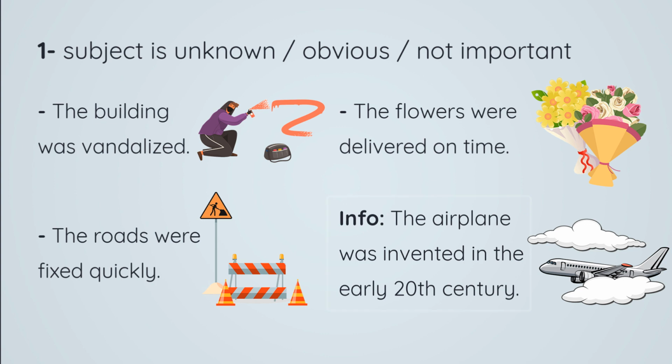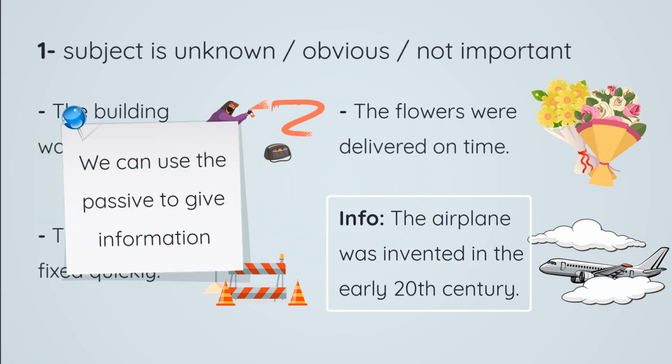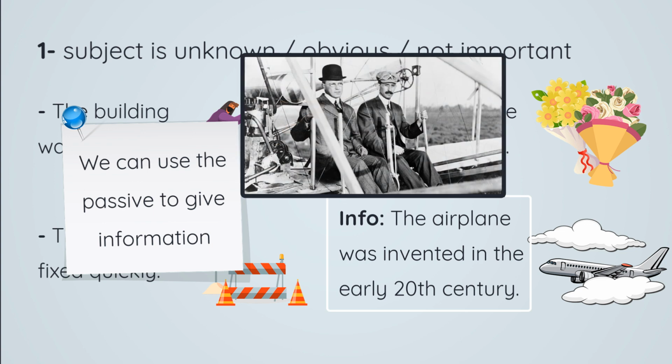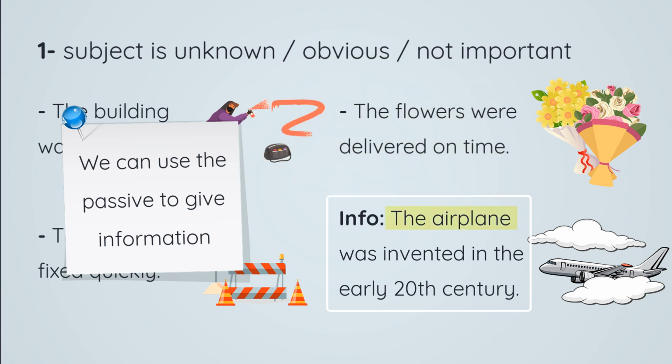Now, we can also use the passive, and we commonly use the passive to give information. The airplane was invented in the early 20th century. Exactly when? I don't want to say. Who invented it? I don't want to say. Why, maybe there is a little controversy there. Maybe not everybody believes the Wright brothers invented the airplane in 1903. So, what do I want to concentrate on? The airplane. That's why I'm using the passive.